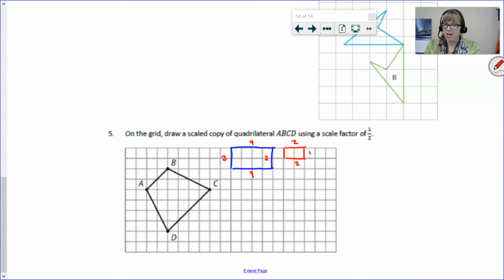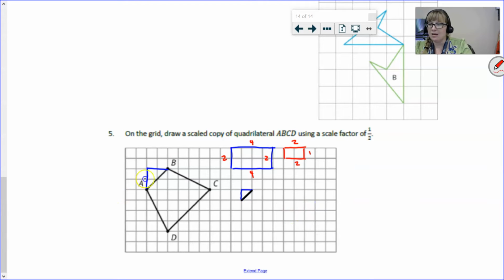This is a little bit more challenging because it's hard to know exactly how long these side lengths are. We have to use a little bit different strategy when looking at diagonals. When I go from A to B, I'm going up 2 and over 2. So in the scale copy, half of 2 is 1, so I'm going to go up 1. And half of 2 going across is 1 going across. So that diagonal AB is going to be half the size.